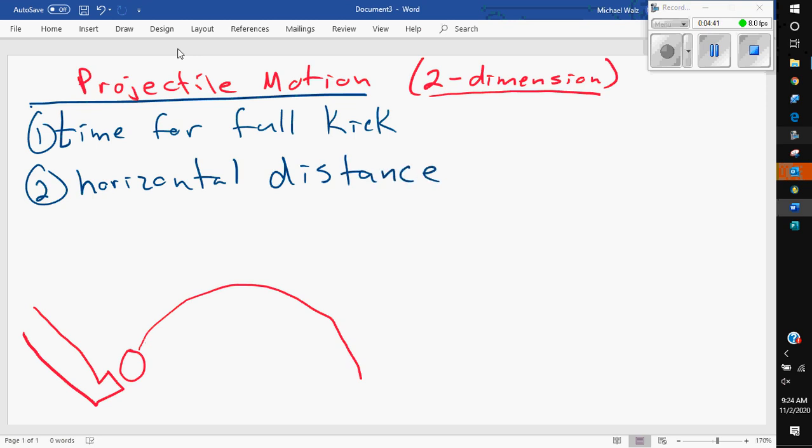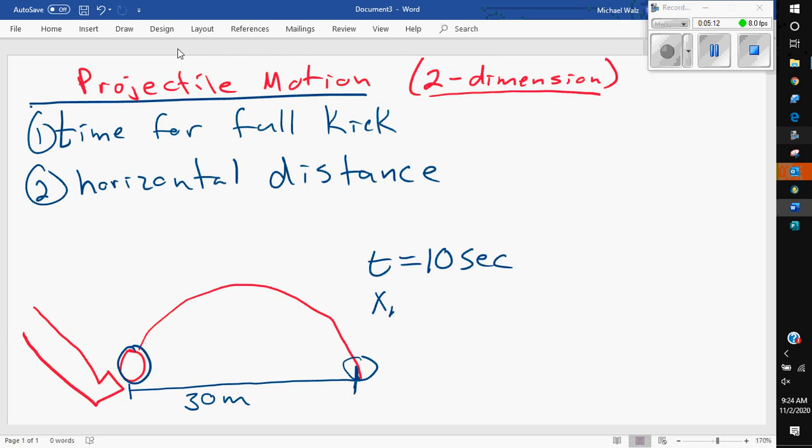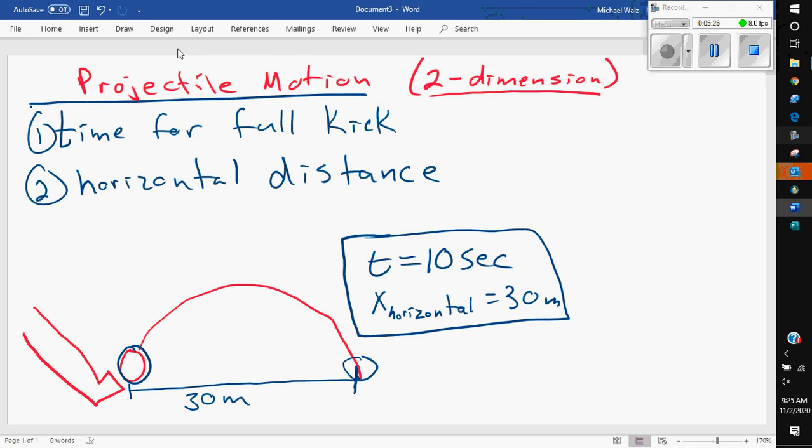So if I kick this ball, start the stopwatch, and when it hits the ground, let's just say that I have a time of 10 seconds. That's a pretty big kick. And then we want to make sure that we take our tape measure outside so we can measure how far it is from where the ball got kicked to where it lands. For this, we're just going to say 30 meters. That's a pretty far kick, too. So our horizontal displacement is 30 meters. Our time is 10 seconds. So that's the data you're going to be getting when you go out and do this lab.